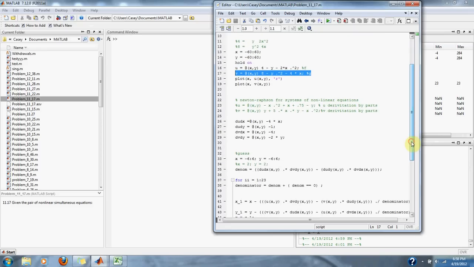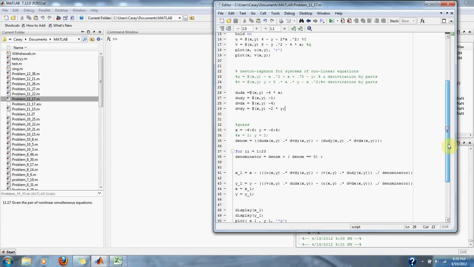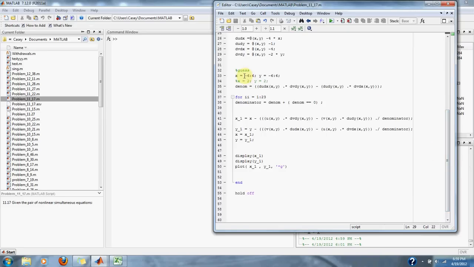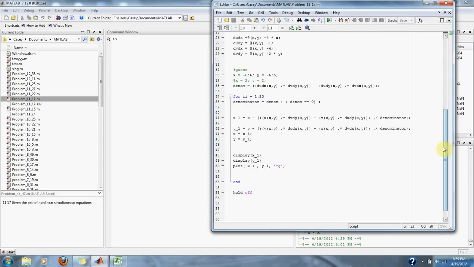So we take the derivative of both of our equations with respect to x and with respect to y. And then, if we scroll down here, we can see we have a range from negative 6 to 6 for both the x and the y values, just like the problem asked for. And then we have our Newton-Raphson method down here, where we take our derivatives, multiply them, subtract them, then divide them, for our x and our y values, and we iterate through 23 times, and this should bring us to our x and our y values that we were looking for that we found in Excel.